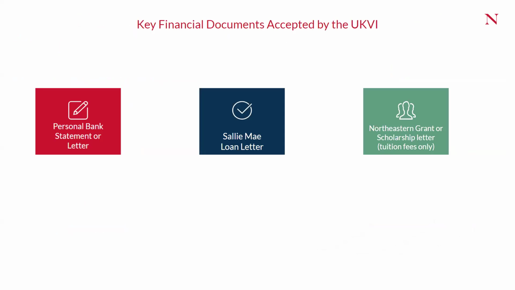Here are some key financial documents for UKVI. You may be showing a personal bank statement or letter, a Sallie Mae loan letter, or a Northeastern grant or scholarship letter. This can only be deducted from your tuition fees and cannot be used towards the UKVI living cost.